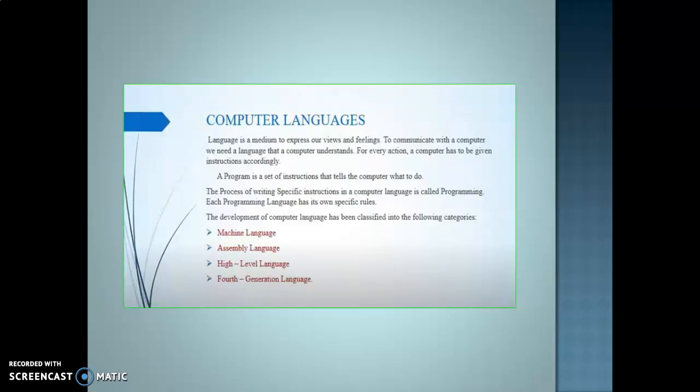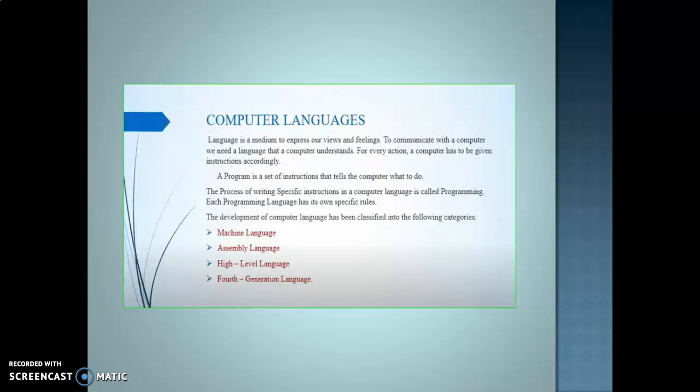Computer languages. What is computer language? A language is a medium to express our views and feelings. To communicate with a computer, we need a language that computer understands. For every action, computer has to be given instructions accordingly.